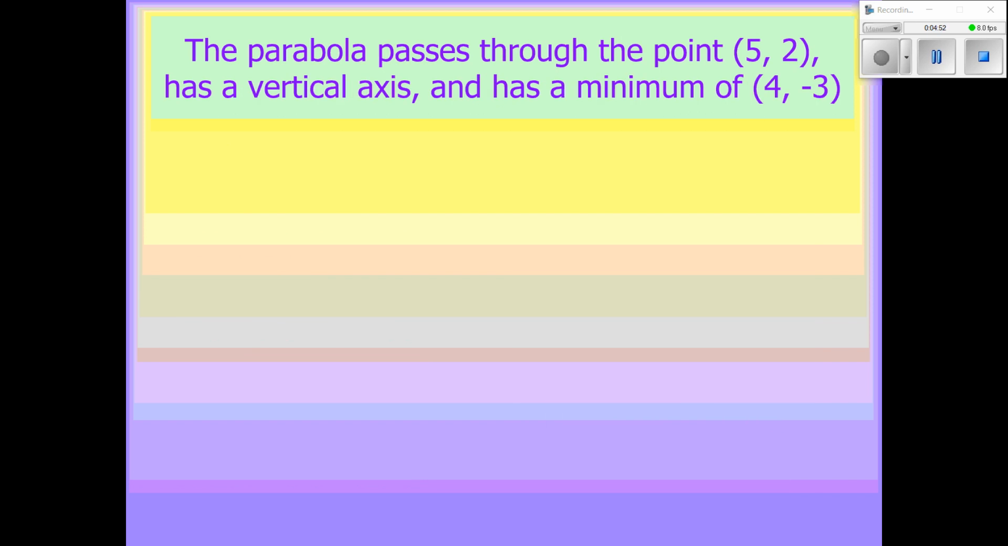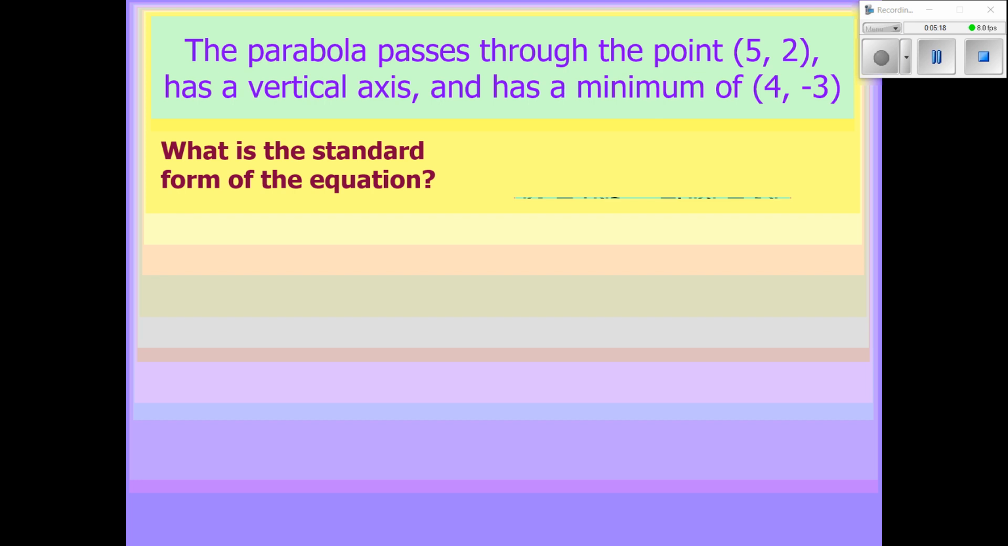All right, next question says the parabola passes through, again, another point, (5, 2), and has a vertical axis. That means the vertical axis of symmetry. So this is going to be one where it either opens up or down, and it has a minimum value. So since there's a minimum, that means this is going to open up, right? It goes forever up in the up direction, and so this will have a bottom to the parabola, making it a minimum.